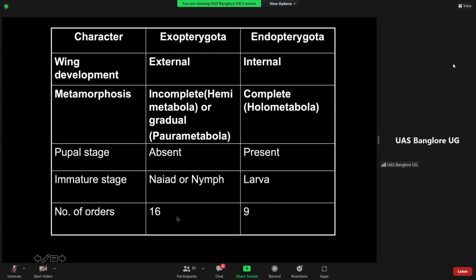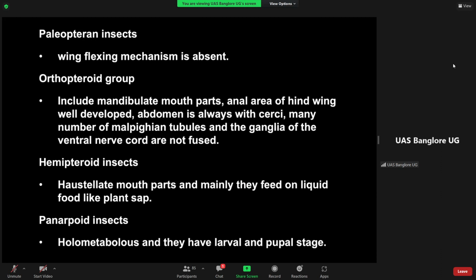There are 16 insect orders in exopterygota, and in endopterygota there are 9. So nearly 26 plus 3, that is 29 insect orders, which we have in the entire insect class. So this is what it is.